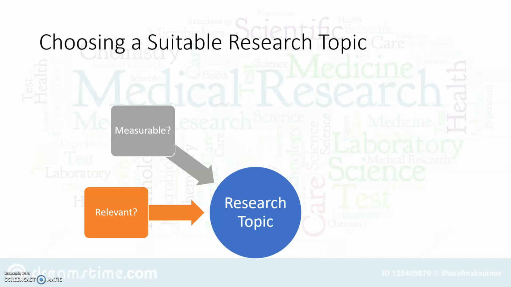For example, if we're looking at research into high blood pressure, we need to be able to measure our subject's blood pressure before and after different types of treatment are given. We need to think about the impact of the research on our practice. The best research should have some significant impact on the way we practice emergency medicine.